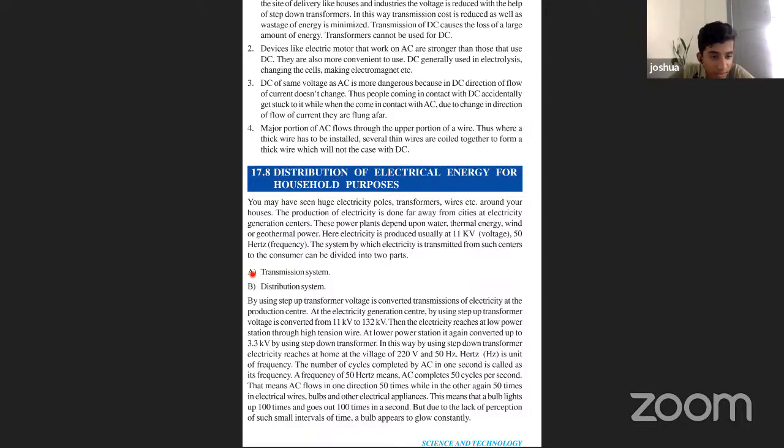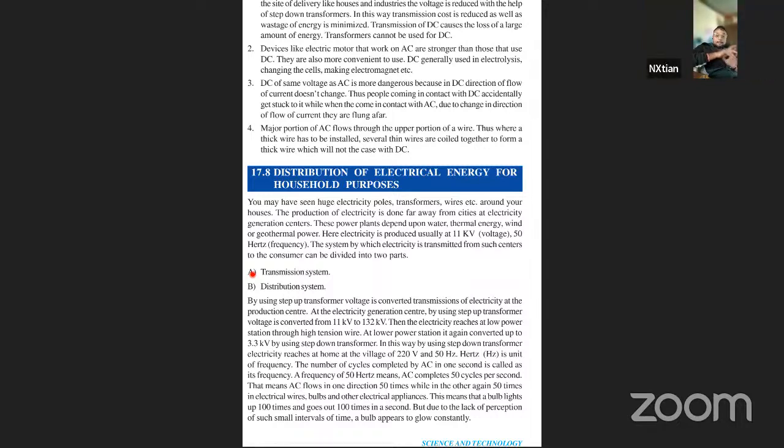By using a step up transformer, voltage is converted for transmission of electricity at the production center. At the electricity generation center, by using a step up transformer, voltage is converted from 11 kV to 132 kV. I told you that step up means increasing. So they increase the voltage to a very high level so that it can travel a longer distance.